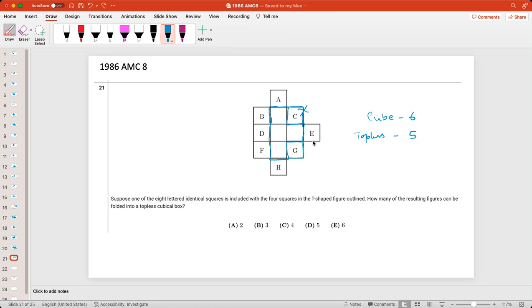So there go 2 that are not possible. Now let's look at E. If I include E, obviously it's possible to fold into a cube. It just attaches on one side and it's just an elongation of the same T, right? So we can fold. So the possibilities we saw are A, B, D, F, H and E, which are totally 6 possibilities. So answer option E. Going to the next question.